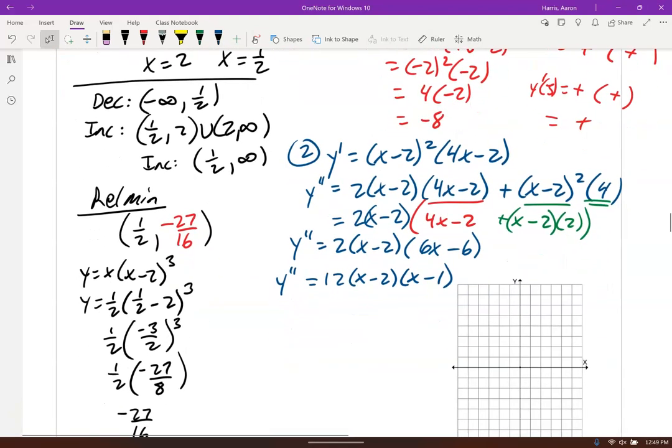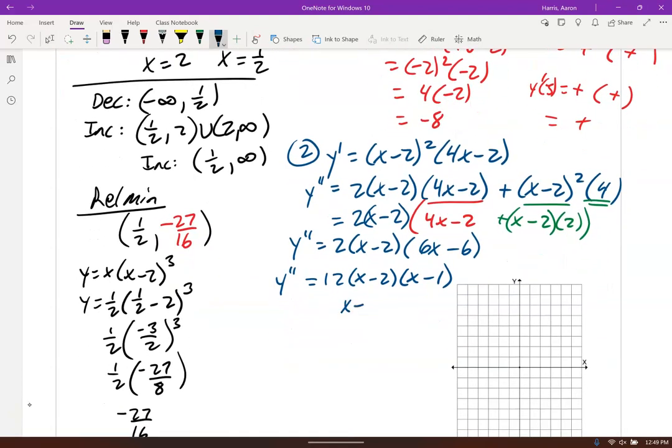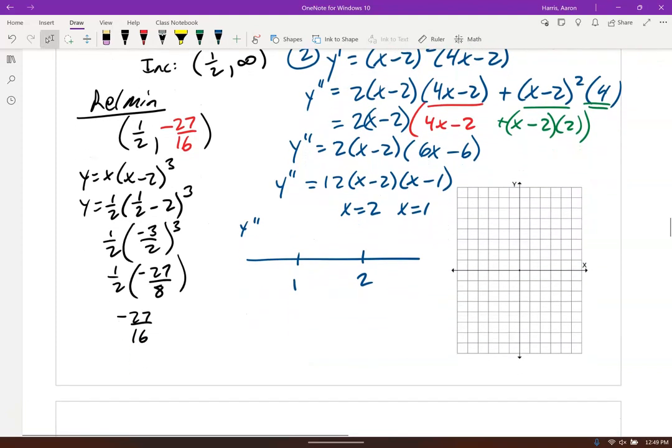Let's find our Hilbert numbers by letting that equal 0. So x being 2, x being 1, as long as it's defined in the original, and it is. So those are my Hilbert numbers for my y double prime test. So 1 and 2.